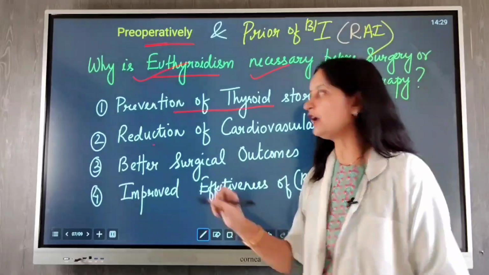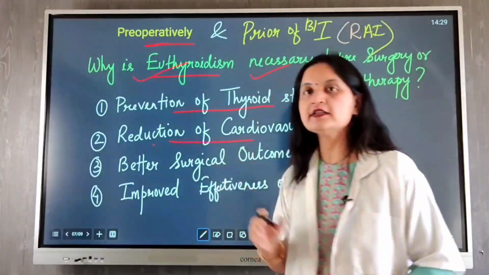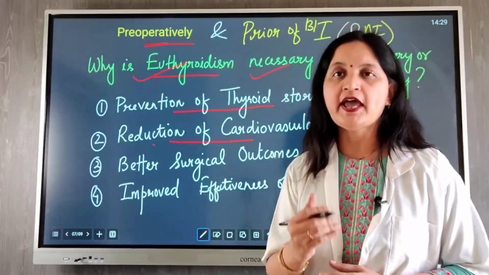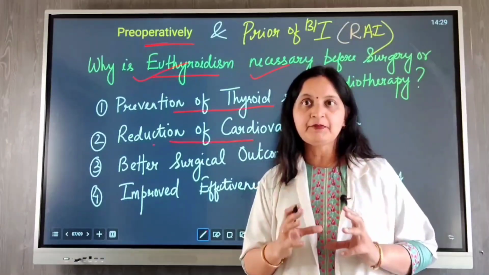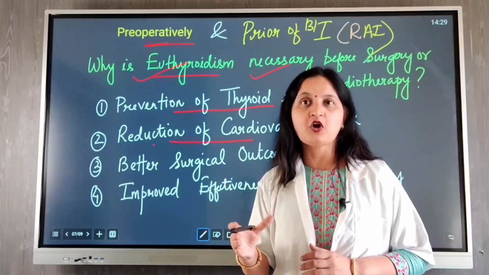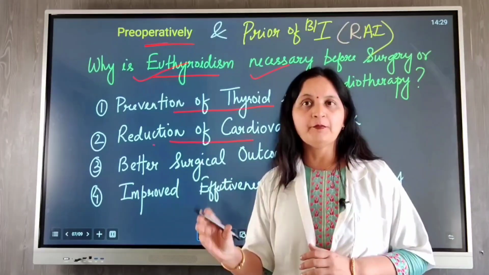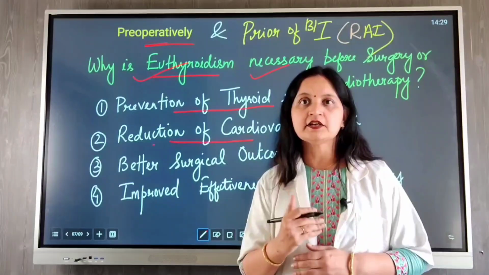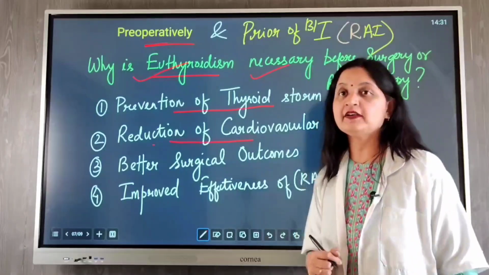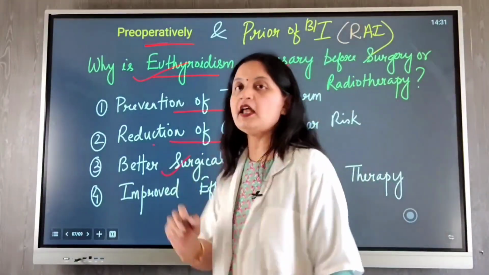Secondly, there is reduced cardiovascular risk. This is because a hyperthyroid patient can have tachycardia, hypertension, arrhythmias, and making the patient euthyroid stabilizes the patient and minimizes the risk of perioperative cardiac complication and makes surgery more effective and safer. Also, euthyroidism is associated with better surgical outcomes.